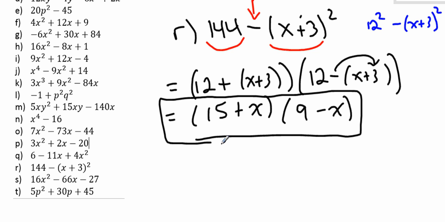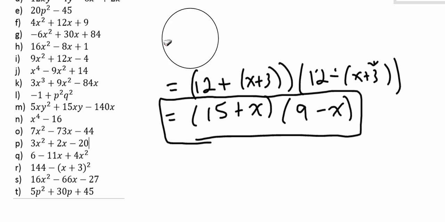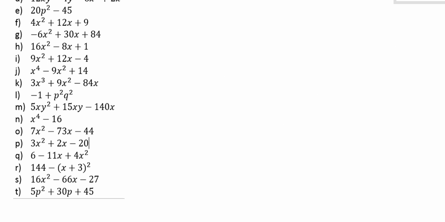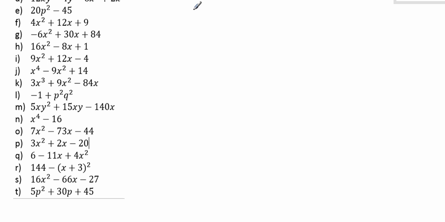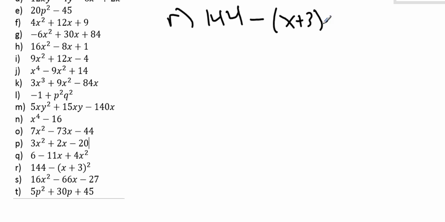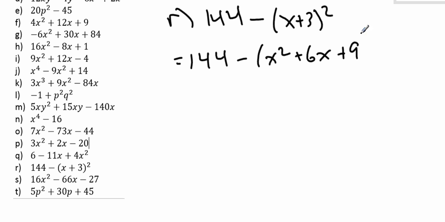So let's say you didn't notice that it was a difference of squares. Okay, let's try it again, where we don't notice it's a difference of squares. So we're going to now do that thing that I know some of you wanted to do, which was to expand, collect like terms, and then factor. So let's expand that binomial. So square the first, double the product, square the last.